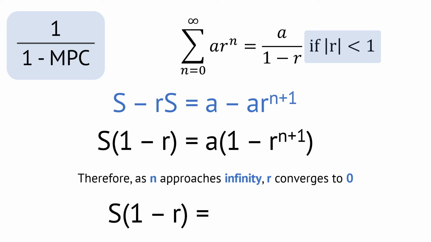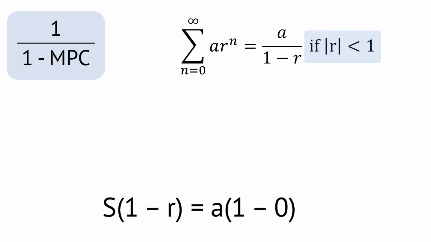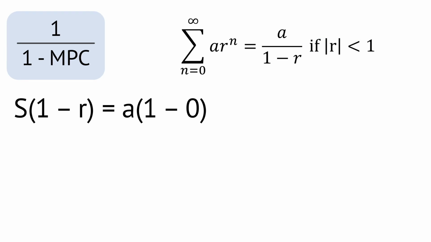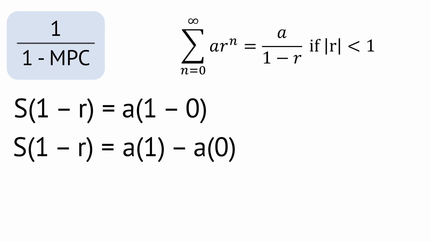We can write the left side again as s times 1 minus r. And then the right side we can rewrite as a times 1 minus 0, because r raised to the n plus 1 power is going to be 0. So once again, we can clean this up a little bit. That left side is going to stay the same, but that right side, we can distribute that a. And so we have a times 1 minus a times 0.